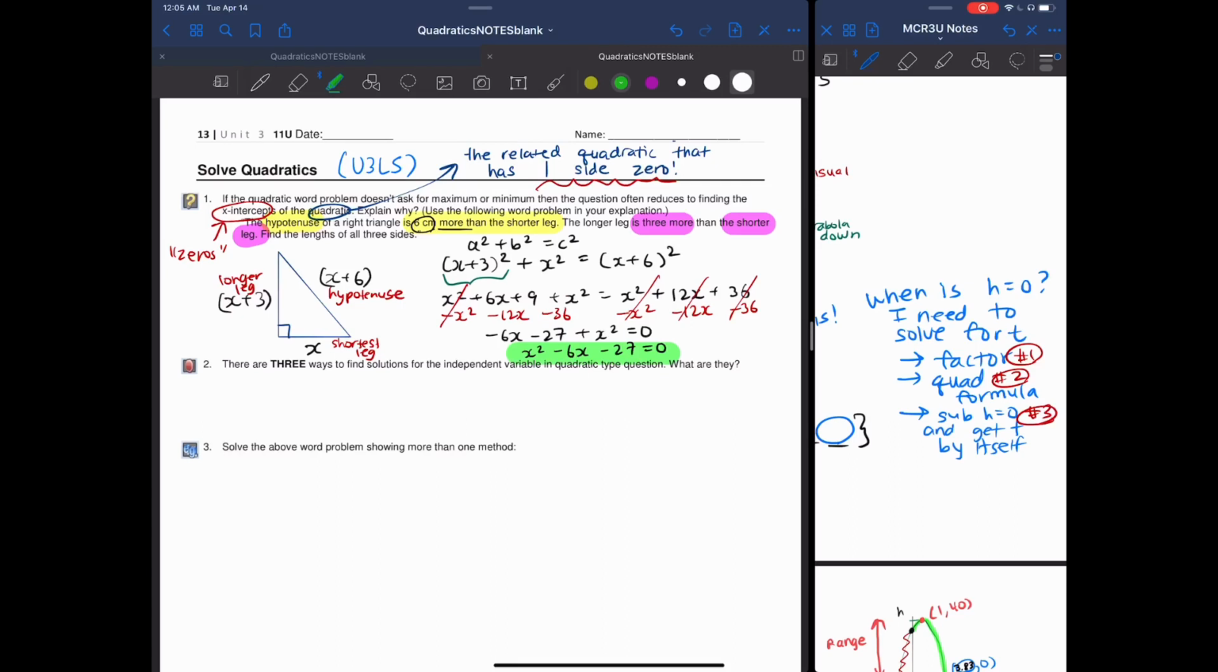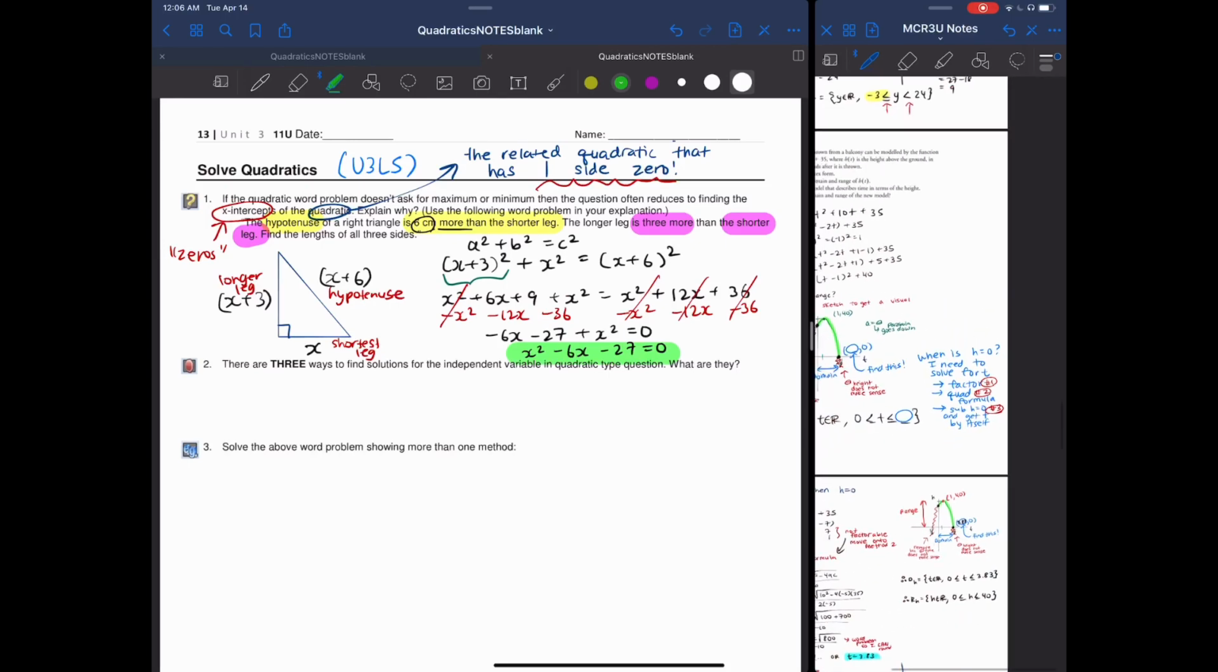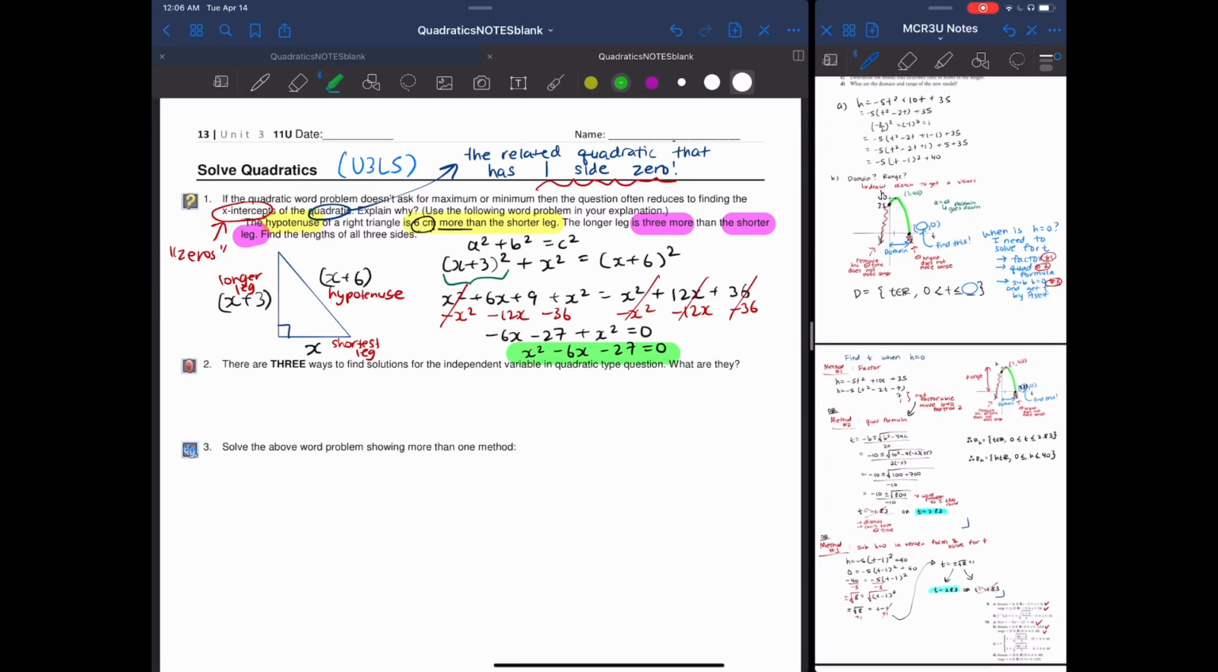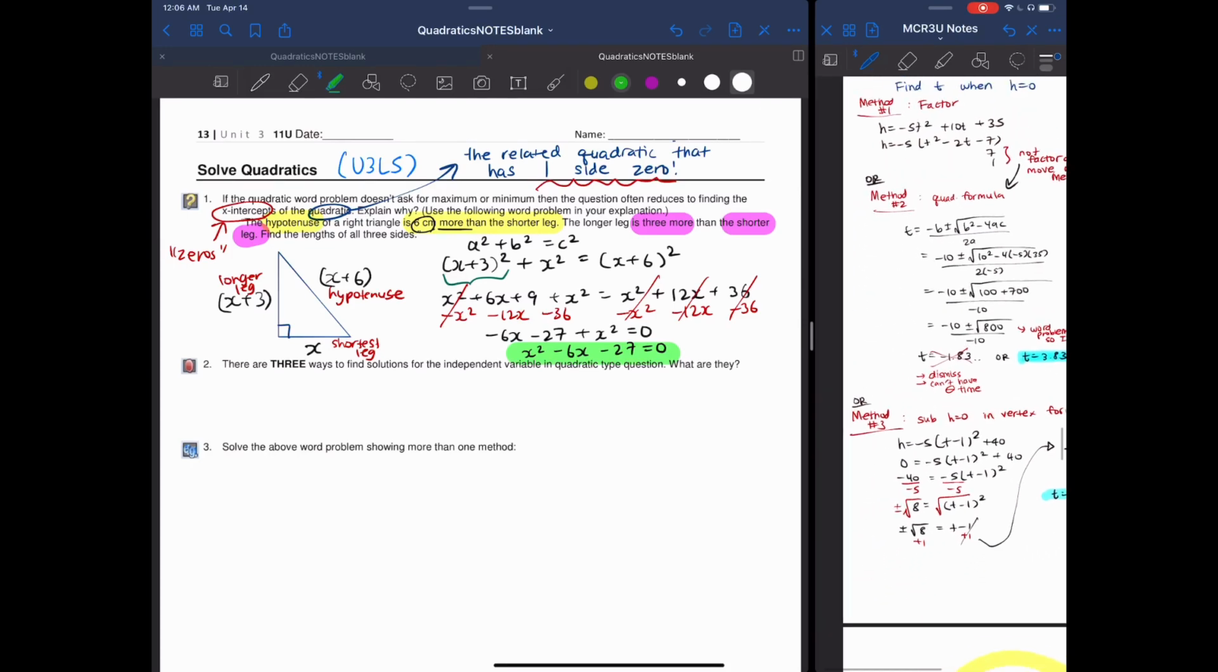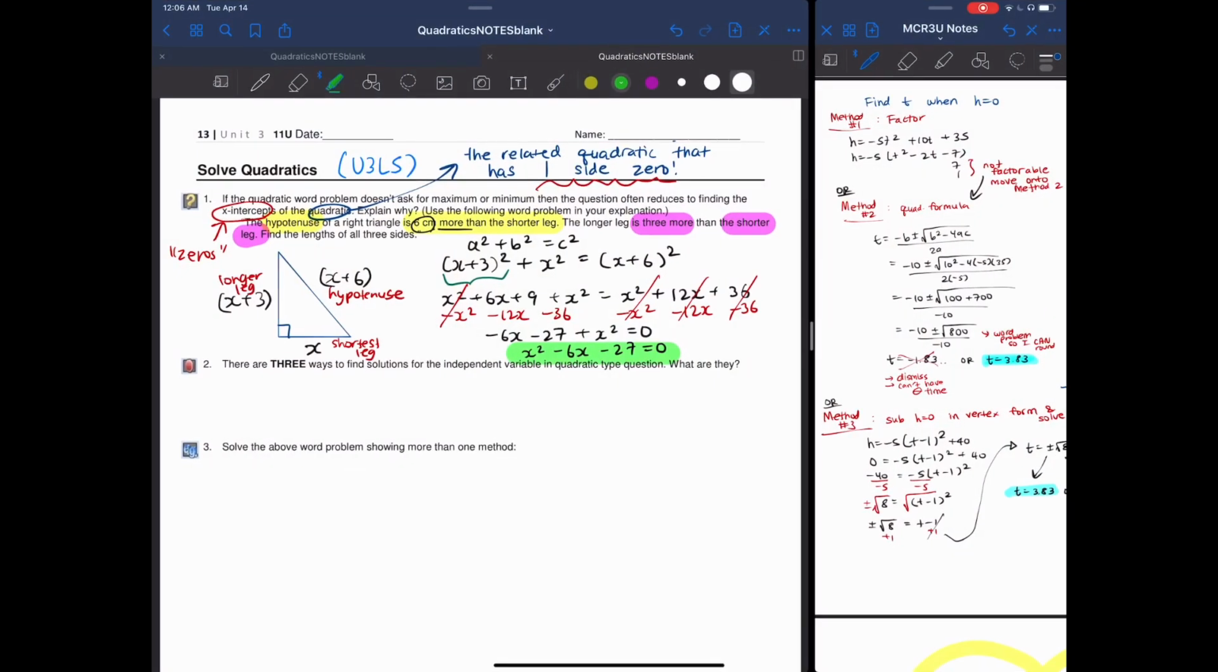In this case, the y value is equal to 0 already. And then I would try to get x by itself. And in order for me to do that, I would have to make sure that it is in vertex form. All right. So let's go through it for this question. At least let's write down question 2. So question 2, in summary, the first method is to do factoring. Second method, do quadratic formula.